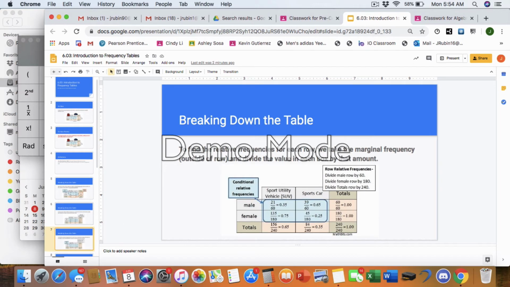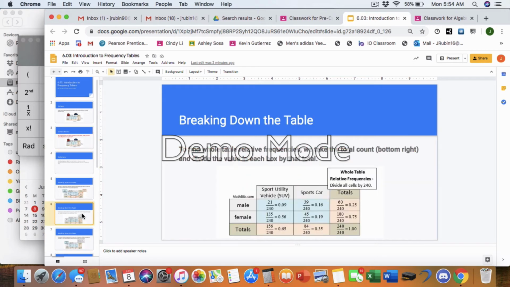To find the relative frequencies for each row, we take the marginal frequency, the outside, and divide the inside by it. So if we wanted to find the number of males who preferred SUVs, we take the number of males total, which is 60, and divide 21 by that, 21 being the number of males who preferred SUVs from the original.